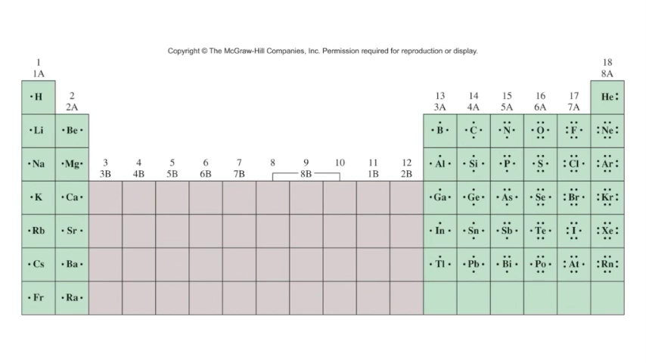Why? It's the electron configuration. It's the outer electrons. The electrons that the world sees are all the same. So boron, aluminum, gallium, indium, thallium, they all have the same electron configuration.